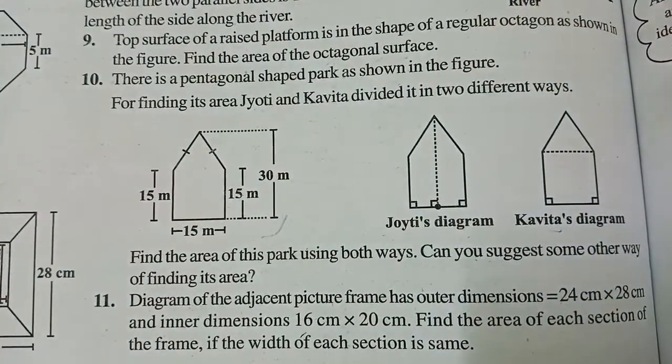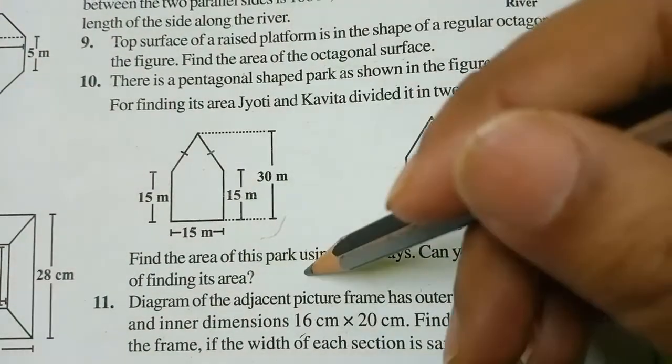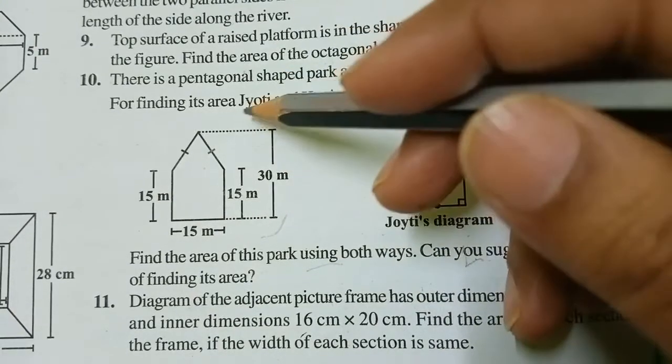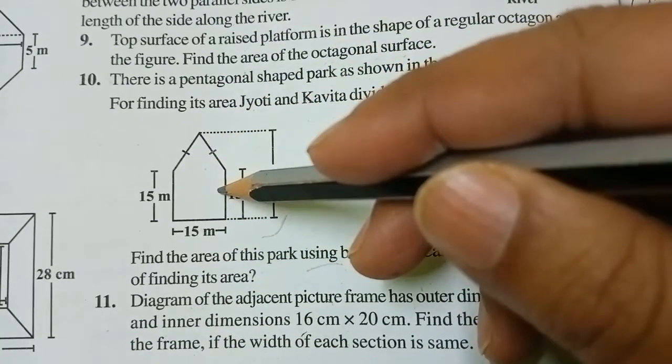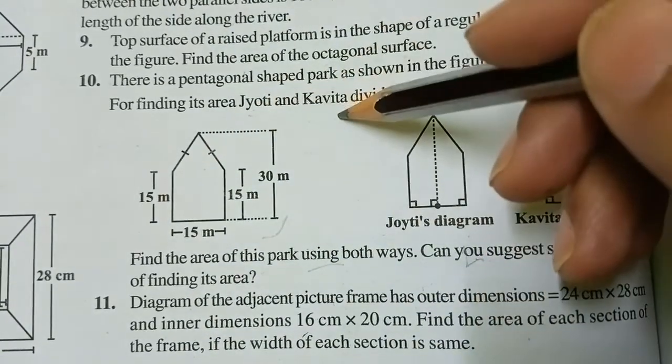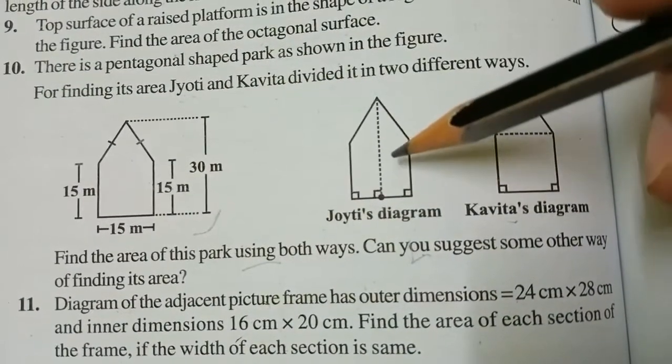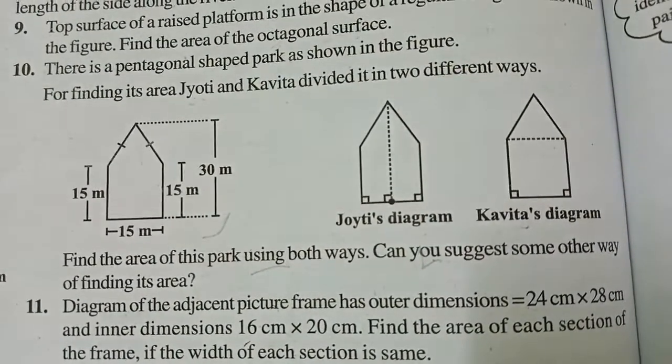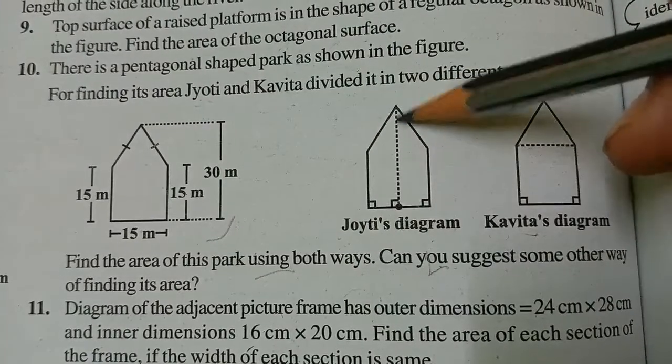So this is not the main part. The main part is this one. You have to find the area of this pentagonal park by Jyoti's method and by Kavita's method. So Jyoti's diagram is this one. Okay. So Jyoti has divided this pentagonal park into two parts.